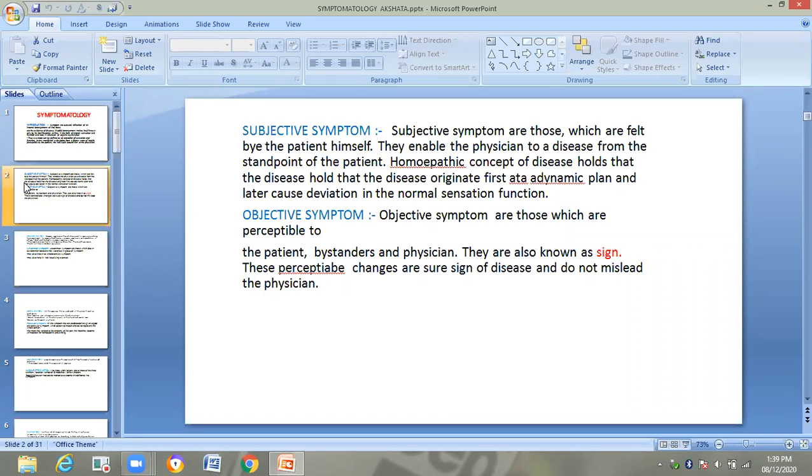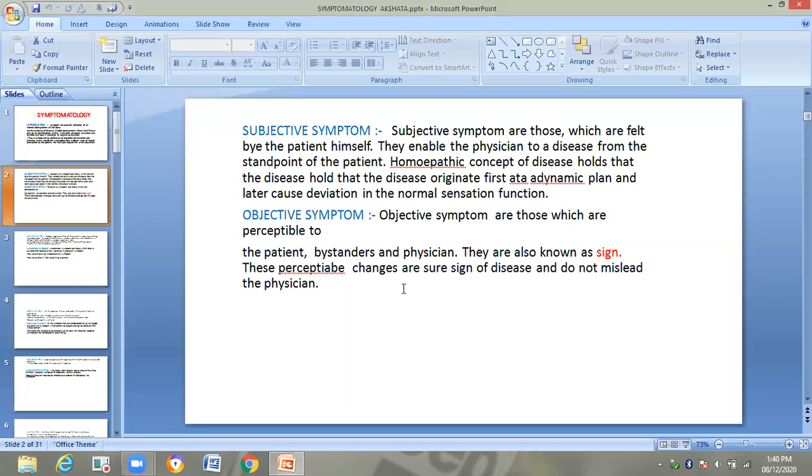So all types of pain, all types of discomfort, because comfort and discomfort are also subjective, also felt by the person himself. Then various sensations as well as all the mental symptoms come under the subjective symptoms. And these symptoms are very important because they are directly near to the inner level of the person. They directly relate to the person's mental state, his mind.